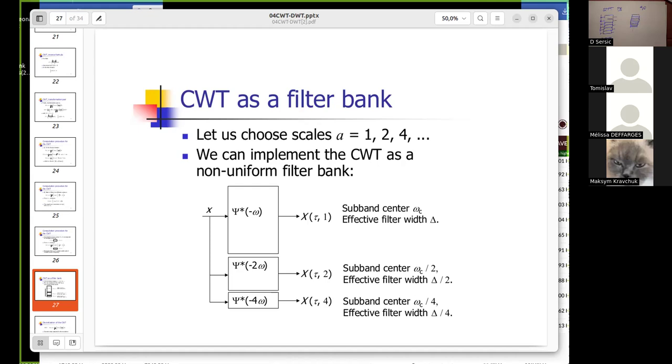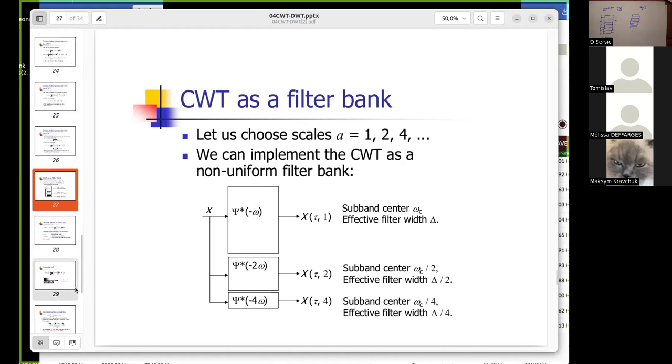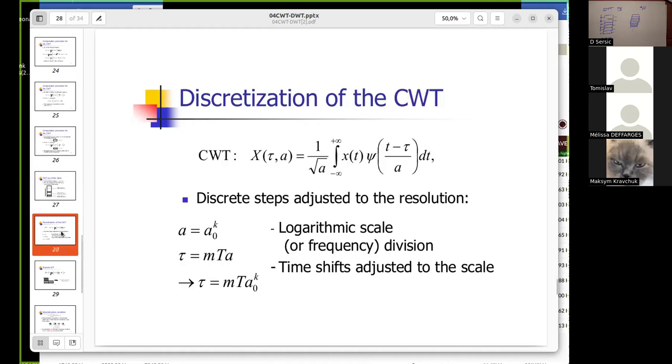And we can actually implement the continuous wavelet transform as a non-uniform filter bank. Of course, it would be technically more and more complex to make more and more narrow filters in our attempt to realize the continuous wavelet transform. How about the discretization? And this is our last topic for today.